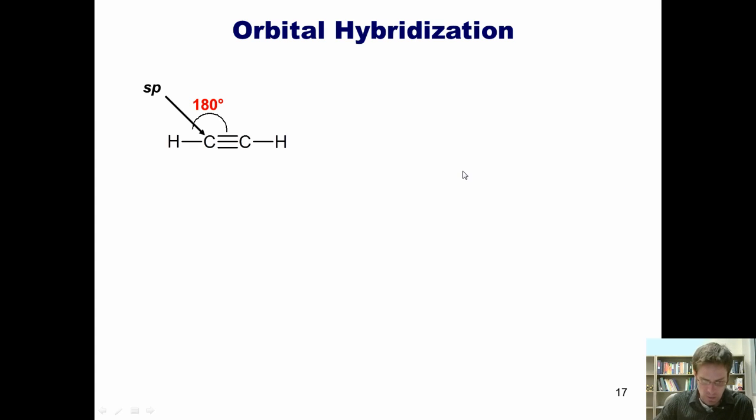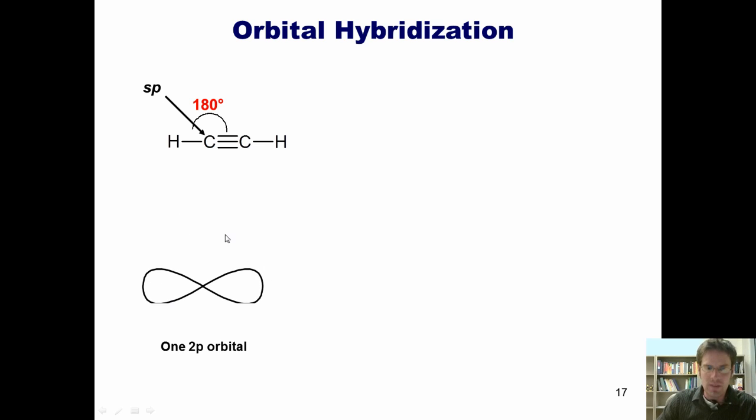Now let's do the same process for an sp hybridized molecule, which has a 180 degree bond angle right here. The fact that these carbon atoms are sp hybridized implies that they've used up one of their s orbitals and one of their p's, and they've left the other two p's unused in the hybridization. So let's take a look at that.